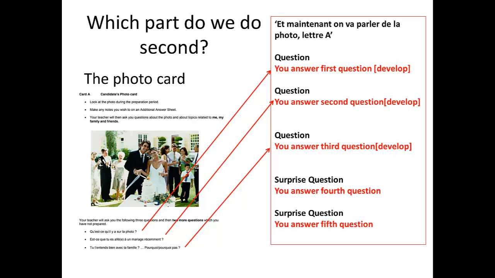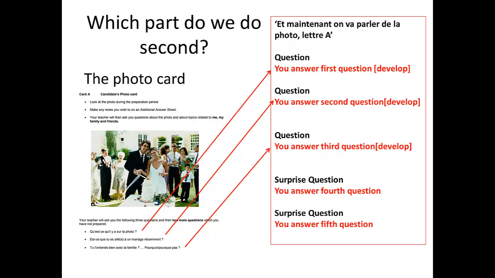So again, it's your teacher who starts this. They announce the move to the task, something like "Et maintenant on va parler de la photo, lettre A." And then you don't have to start straight away. You wait for the teacher to ask the question. And it's always that question. It's always, what is there on the photo? Qu'est-ce qu'il y a sur la photo? You answer that first question, and you knew what the question was in advance. So this is where we really recommend that you develop all of the 3 questions that you knew. That's ever so important. So do about 3 or 4 sentences on that.